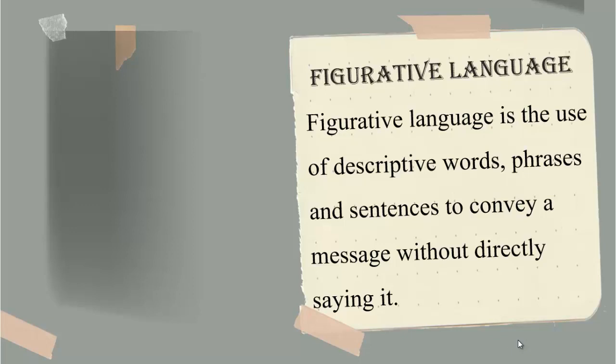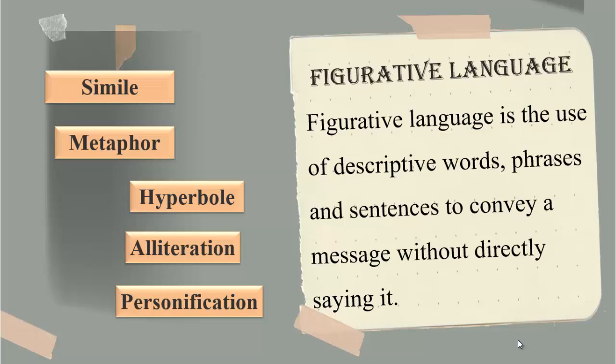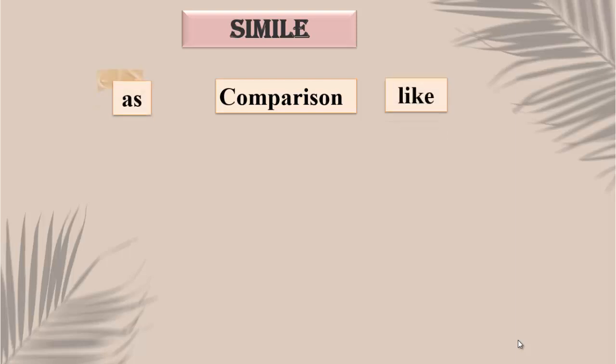It means we refer to something indirectly. There are different types of figures of speech that are used in modern writing. They include simile, metaphor, personification, alliteration, hyperbole, etc. The first one we are going to talk about is simile. A simile creates a comparison between two unlike things or objects using the word like or as.